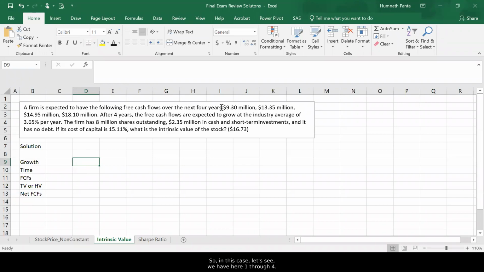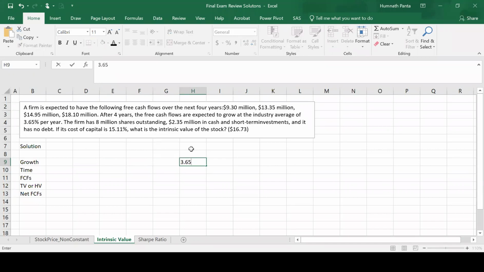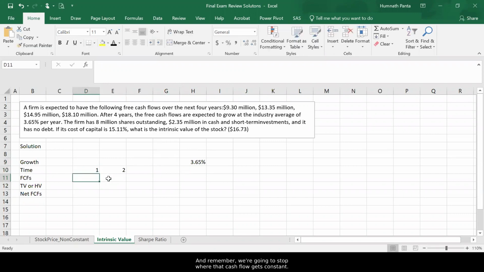In this case, we have year 1 through 4. Actually, there is no growth rate given, but you have the free cash flows. In year 5, which is after year 4, it's a constant. So here, year 1, 2, 3, 4, and year 5. In year 5, what is the constant growth? We have 3.65%. So I'm going to do time 1, time 2, and remember, we're going to stop where the cash flow gets constant.